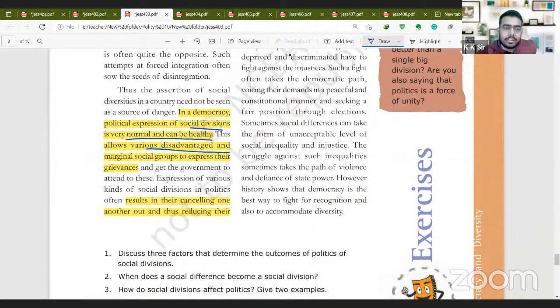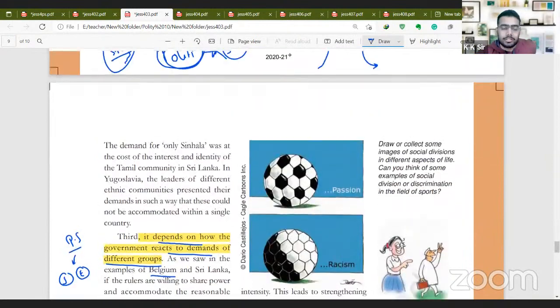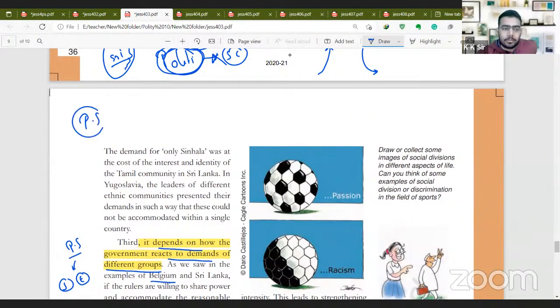It allows various disadvantaged and marginal groups to express their grievances. Politics of social division often results in their cancelling one another out, thus reducing their intensity. बहुत इंपॉर्टेंट पॉइंट है. पॉलिटिक्स ऑफ सोशल डिवीजन चल रहा है. On one hand, in Karnataka people are fighting to get a respectful position for Karnataka Kannadigas. एक मूवमेंट अलग चल रहा है, कन्नडिगास, हमको अपना फ्लैग चाहिए, हमको अपना नेशनल एंथम चाहिए और अपना स्टेट एंथम चाहिए. And another politics is going on of religion.